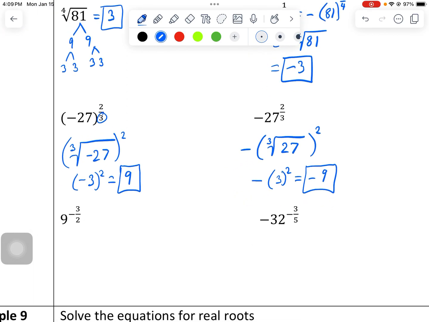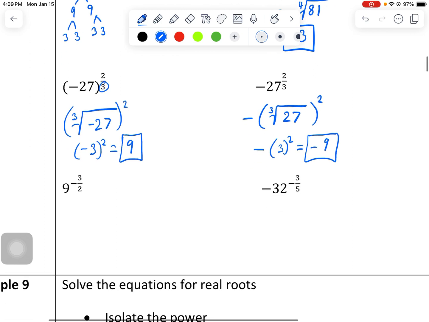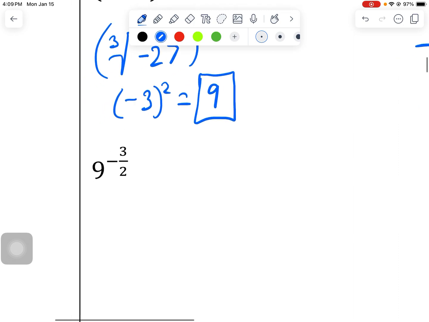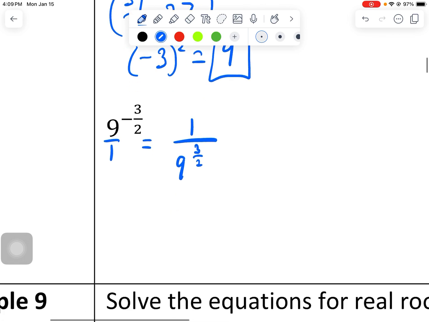Okay. All right, lastly, we have these negative exponents. We haven't talked about this rule before, but you may have seen this in the past. A negative exponent just brings it to the opposite part. If you were to treat this like a fraction, what it does is it brings it to the bottom. So now it becomes 1/9, and then the exponent becomes positive. So it's 1/9 to the 3/2 power.